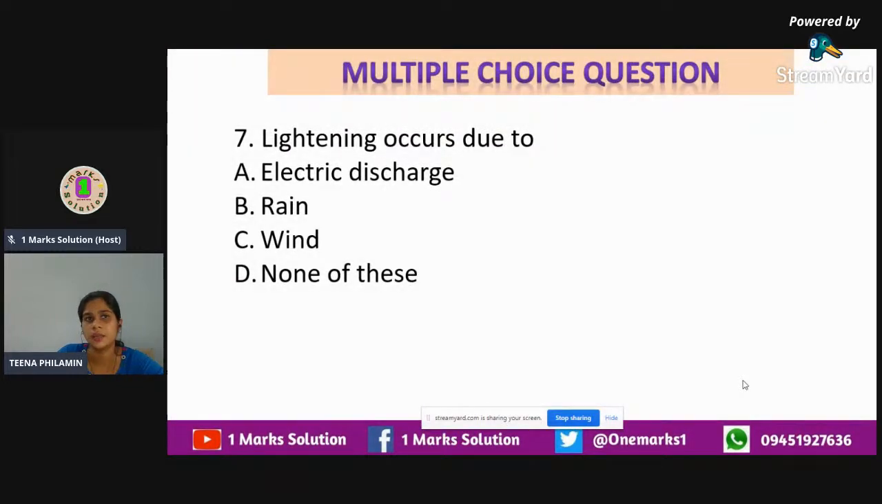The next question is, lightning occurs due to, definitely the electric discharge. Because lightning, as we already discussed, is the accumulation of positive and negative charges in the clouds, and when the electric discharge happens fast, we can see the strikes in the clouds.